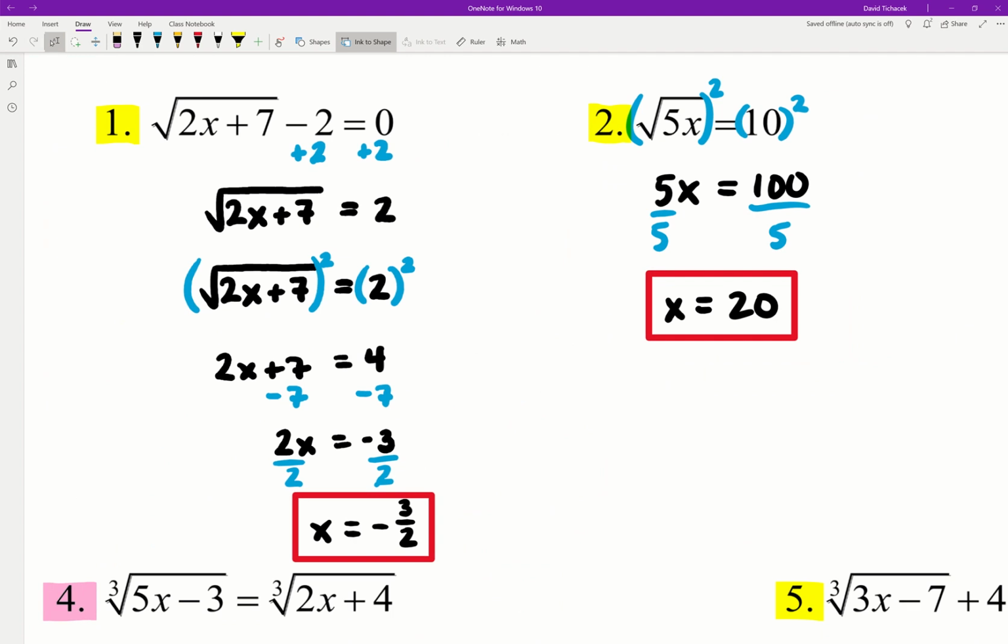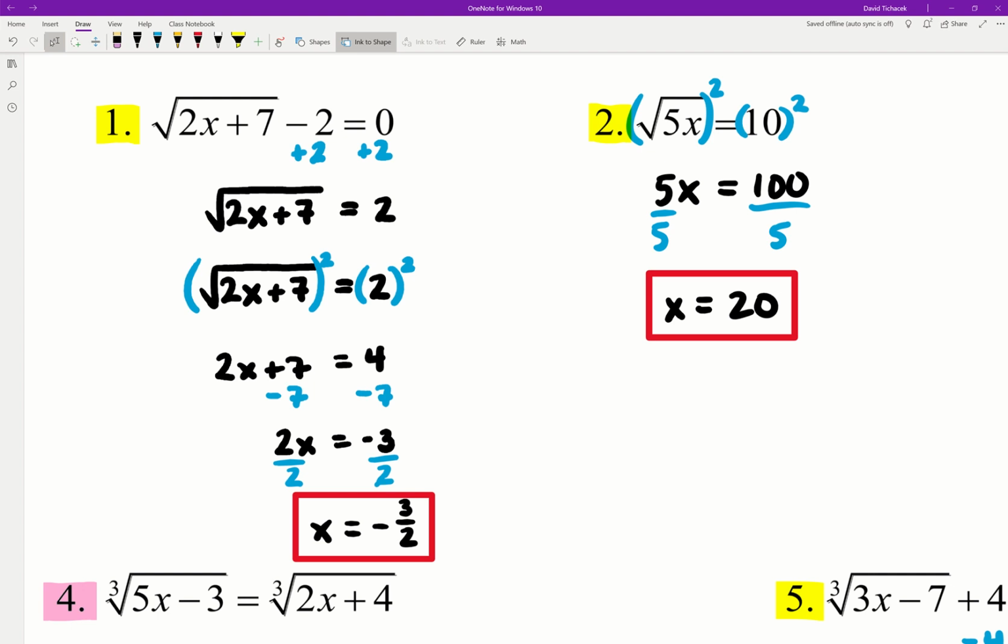If you were to take a look at numbers 1 and 2, you have 1 radical in these equations, and what you would simply want to do is go ahead and isolate the radical first. In number 2, that was already done for you. It already had the radical by itself on the left-hand side. Radical of 5x is equal to 10. In which case, you would then proceed by undoing that radical by raising both sides to the appropriate power.